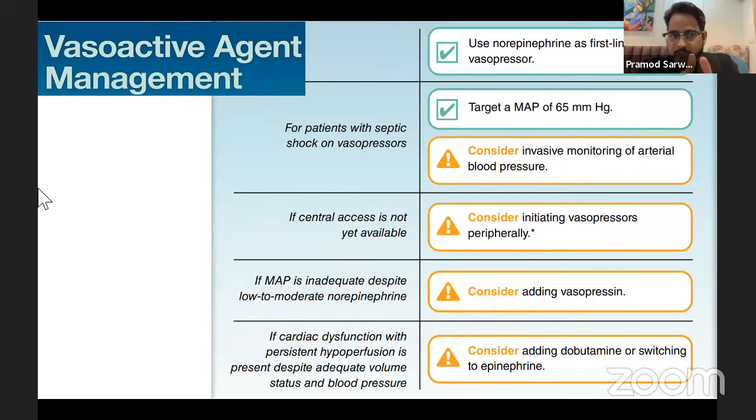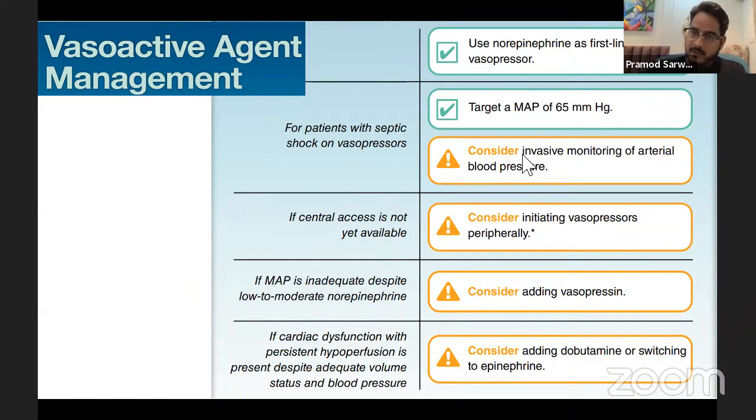Now, vasoactive management, mind you that all three steps, fluid, antibiotics, and vasopressors, come into the picture simultaneously. So use norepinephrine as a first line vasopressor. In patients with sepsis and septic shock on pressors, your target should be 65 of mean arterial pressure at least, and after initial stabilization it should be individualized. So if a patient has chronic hypertension, the target MAP of 65 will not be sufficient. You need to put the mean arterial pressure at which his normal physiology would have worked.